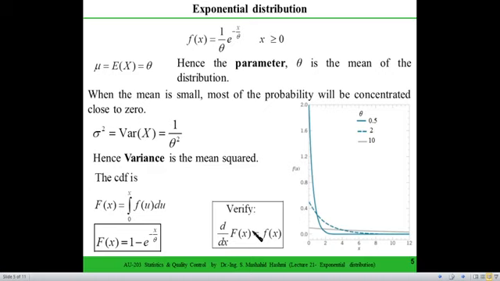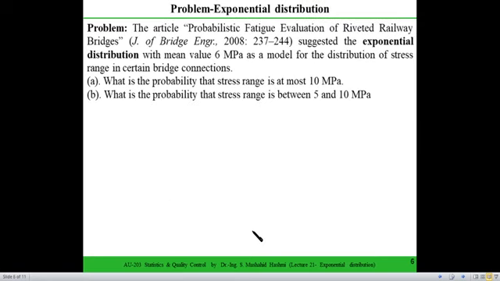Since the PDF of the exponential distribution is quite simple, and the differentiation and integration are simple, you can check with this distribution. But if you look at the PDF of a normal distribution, this differentiation and integration could be more complicated. Okay, now let's see how we can solve problems related to the exponential distribution.